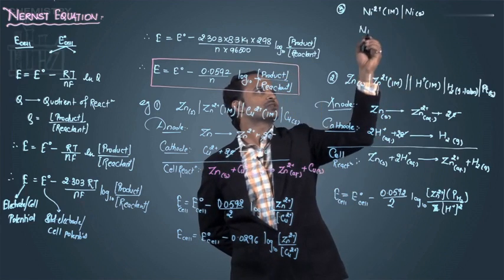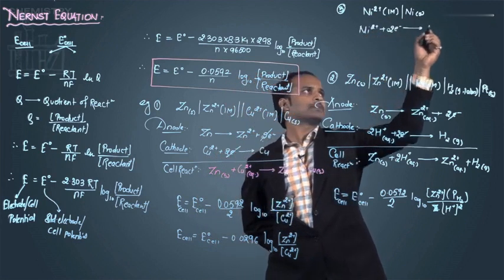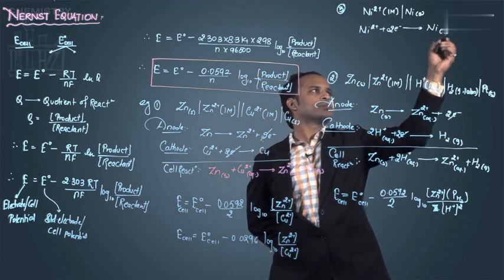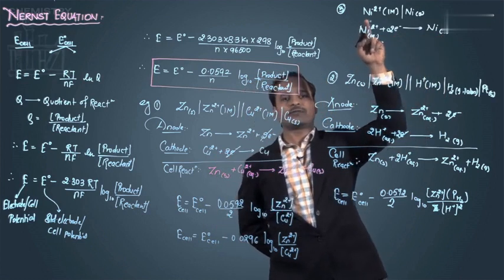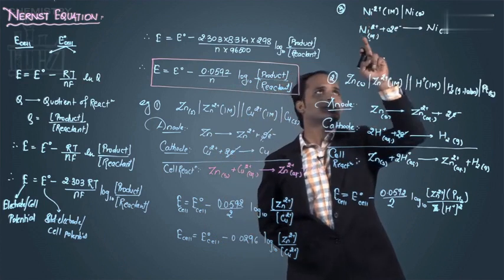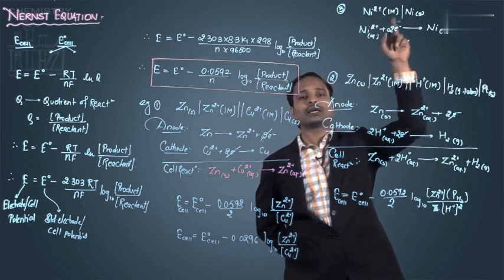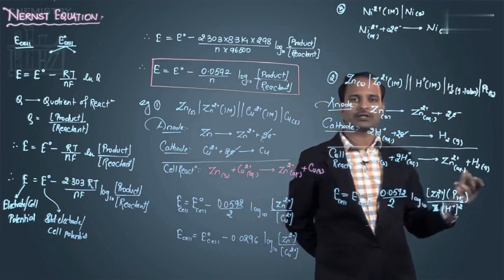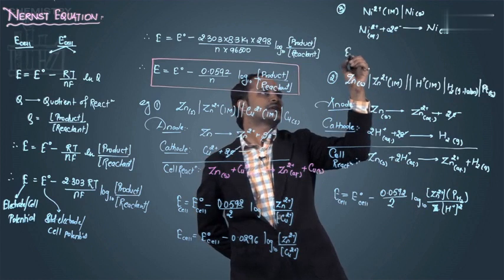Then its reaction is going to be Ni2+ + 2 electrons gives nickel. For a single electrode, there will be either reduction or oxidation. If it is given in the form of Ni2+ and Ni, then it's a reduction, and if the electrode is given in the form of Ni and Ni2+, then we have to write the oxidation reaction. So in this case, E is the electrode potential.